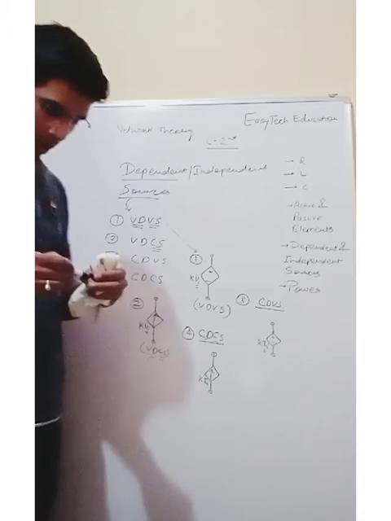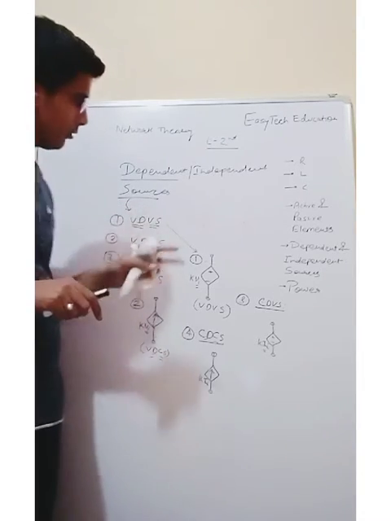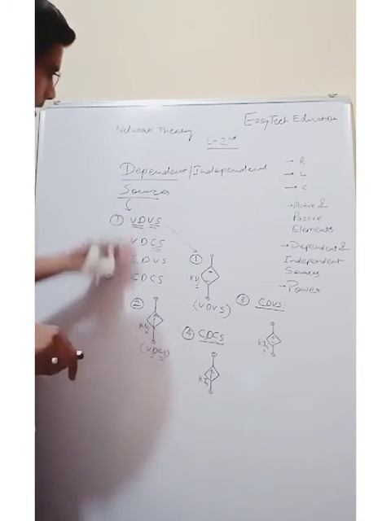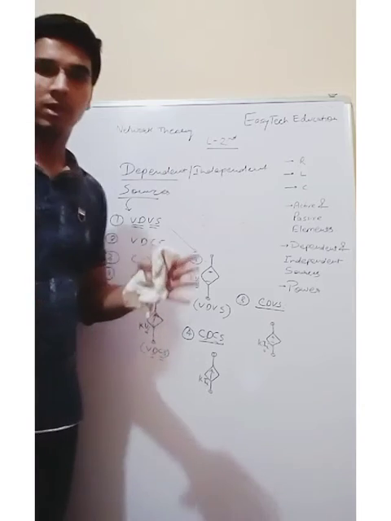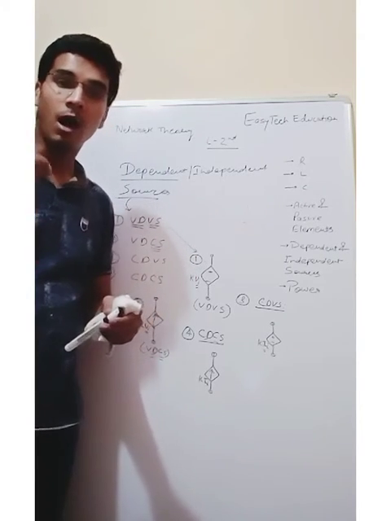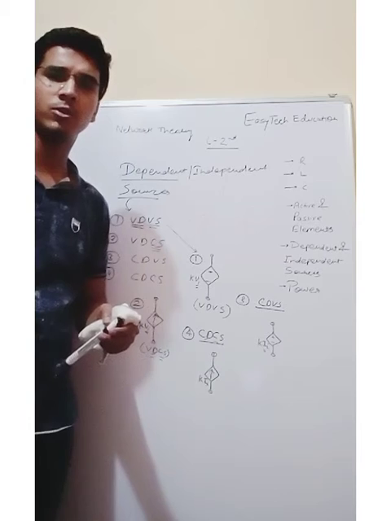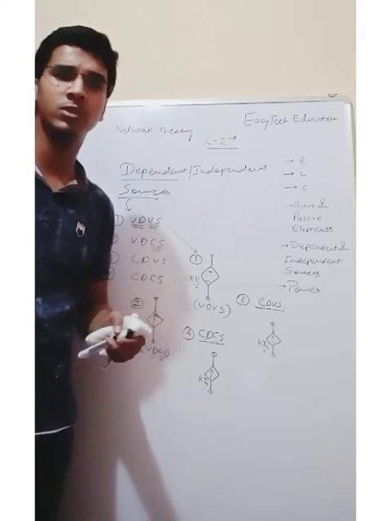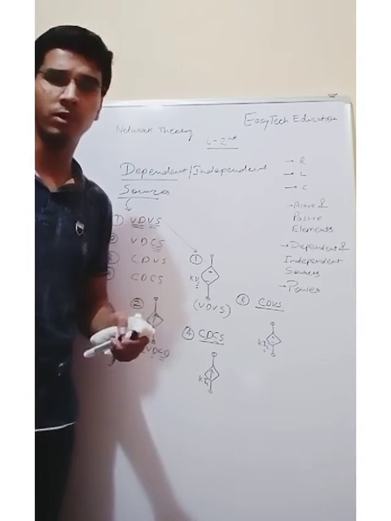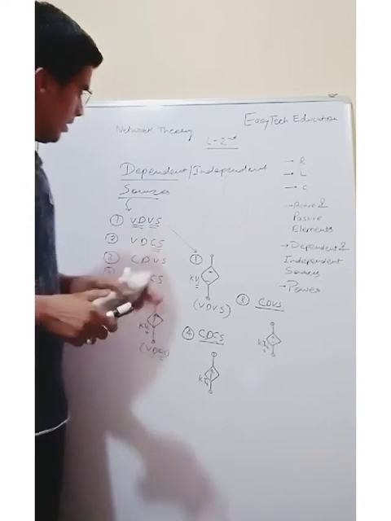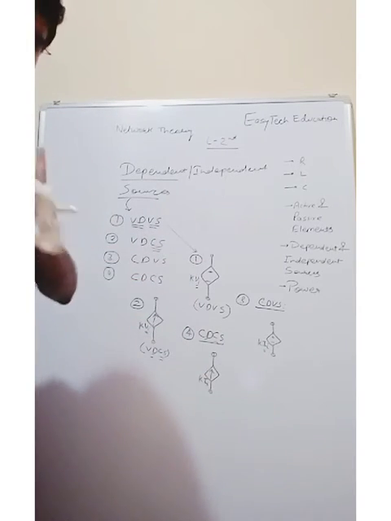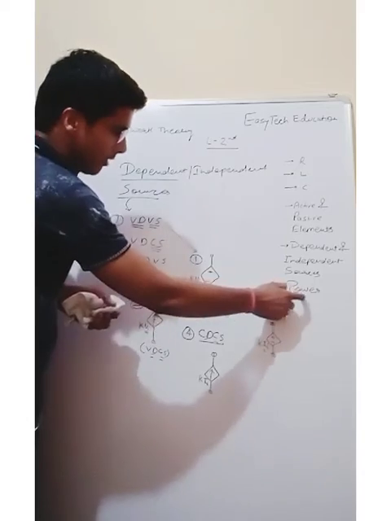So according to the concepts I have delivered here, now you can understand how to recognize a current dependent current source, current dependent voltage source, voltage dependent voltage source, and voltage dependent current source. These four categories you can understand easily. Now I will discuss what power actually is.